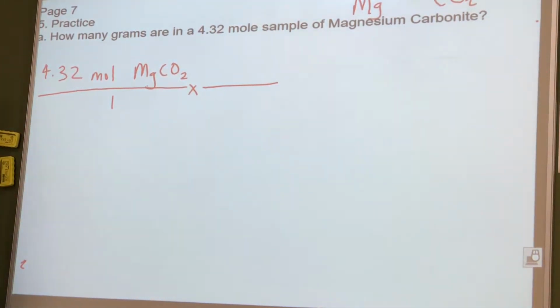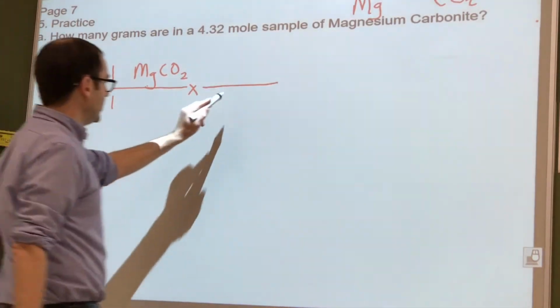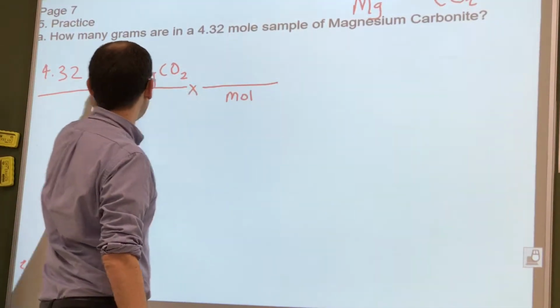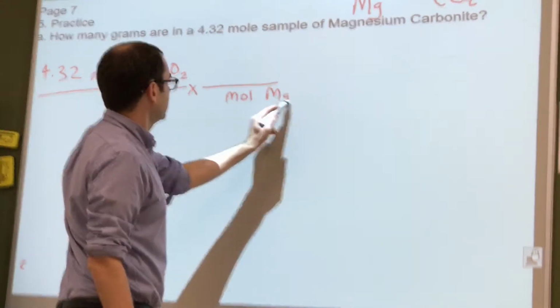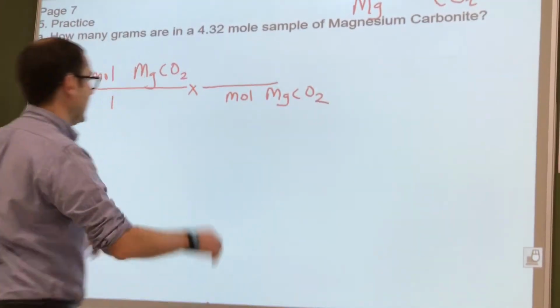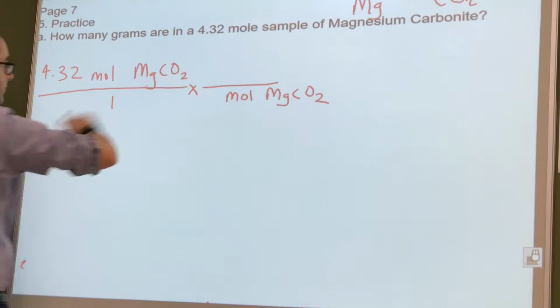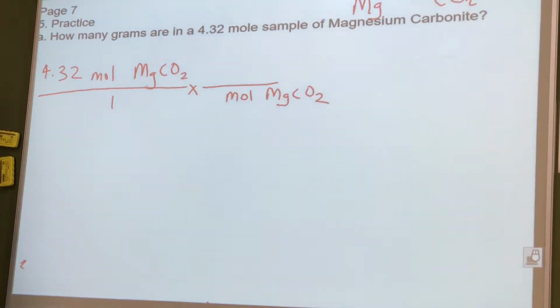What's the next thing we do? What goes in the bottom? One mole. Good. It's got to be mole so that they cancel out. And what's going to go on the top? Yeah, grams are going to go on top, if possible. Now, can you go from moles to grams? Yes, we learned how to do that with the mole flow chart.